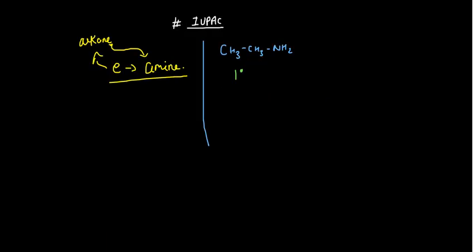Okay, so what is the name here? Looking at two carbon atoms, we can say the group is eth. So ETH for sure. It is ethane in general, but in place of E, now we have to write amine. So it is ethaneamine.